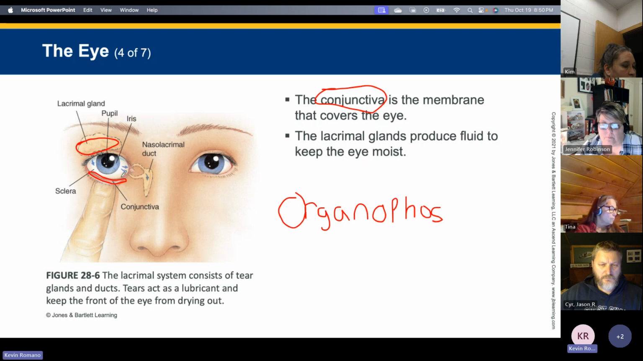Important to pay attention to the white, the sclera. That's what you're going to see if it's yellow. If you see it's yellow, then the patient is jaundiced, which would indicate what? Liver disease of some sort. Hepatitis C, yeah.